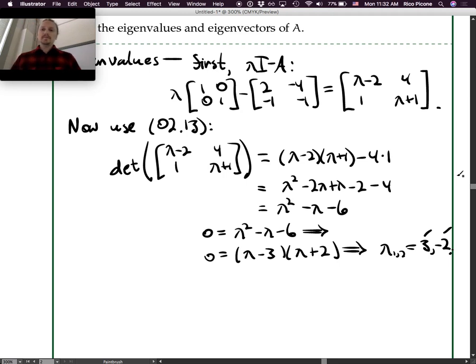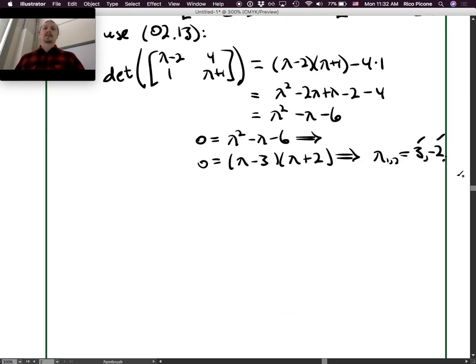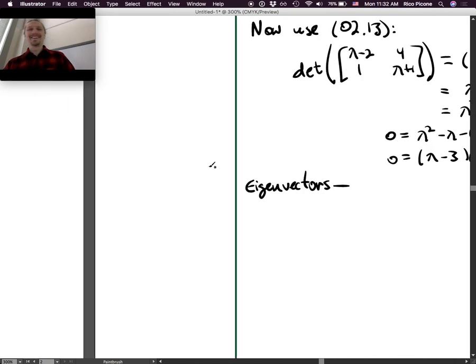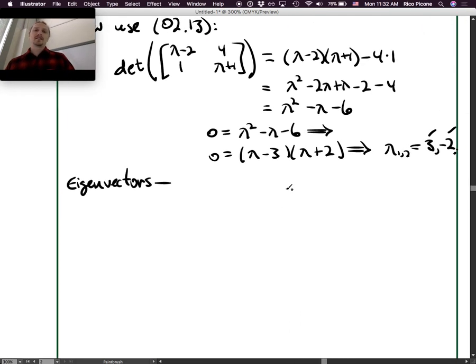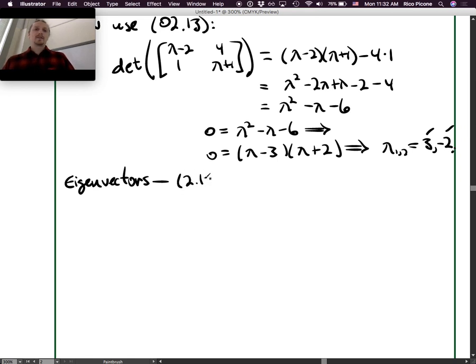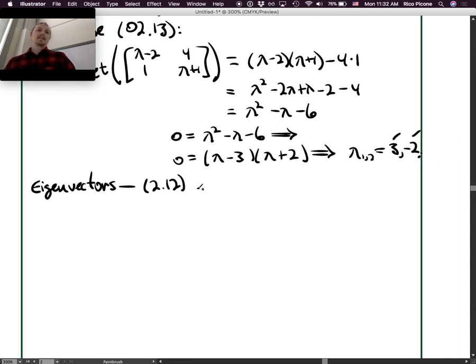All right. So those are our eigenvalues. Now we need to find the eigenvectors. So eigenvalues, that's pretty easy, right? So it must be the eigenvectors that are the hard part. So, eigenvectors. I said let's use 2.12, right? This equation. It says 2.12, and then let's plug in each lambda separately.